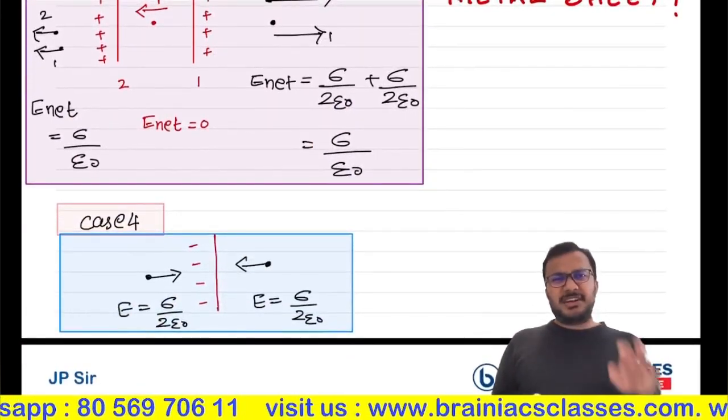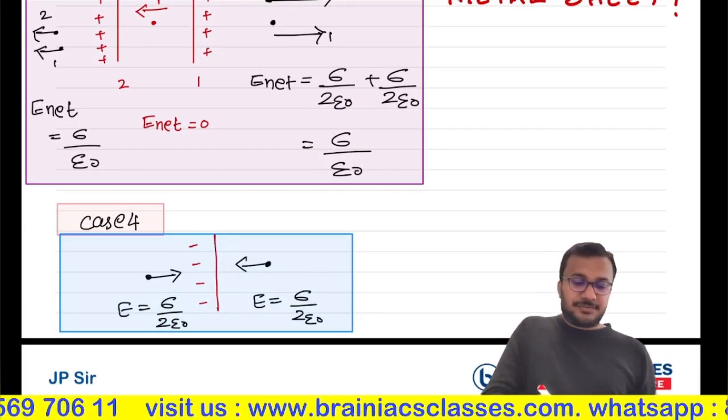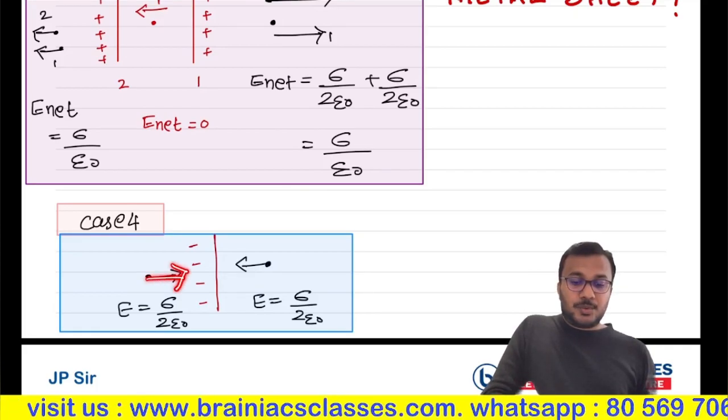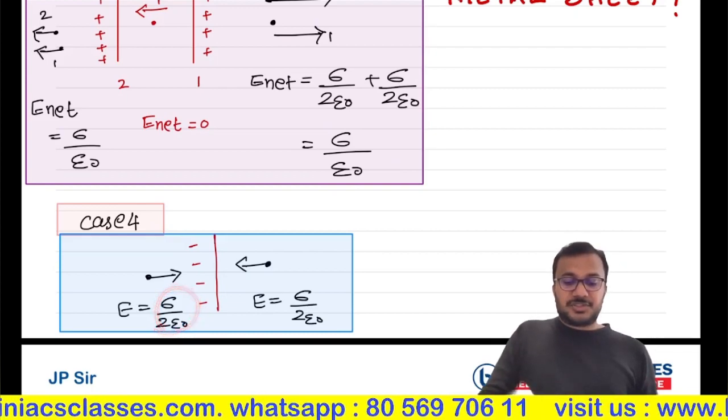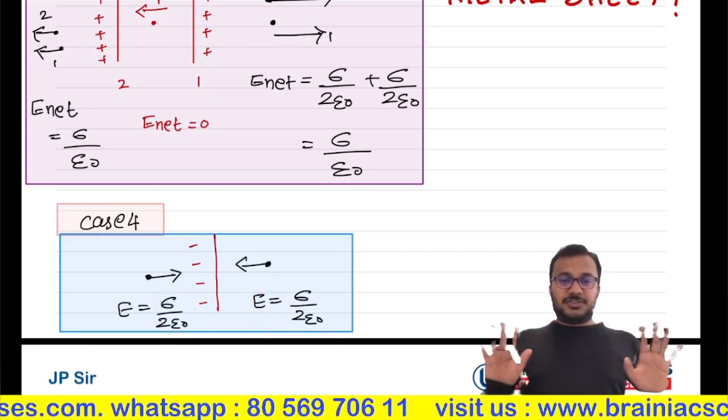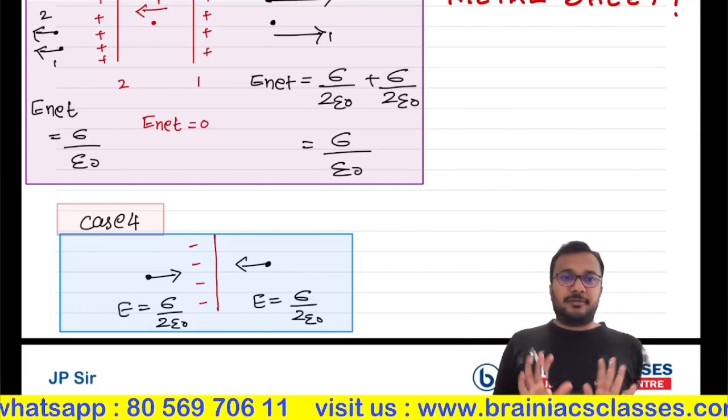Case number 4, if you are taking a single sheet, what's the direction of electric field? Electric fields are coming towards the sheet. So here we have sigma by 2 epsilon 0, sigma by 2 epsilon 0. Now its problem is solved. A single sheet, one value.